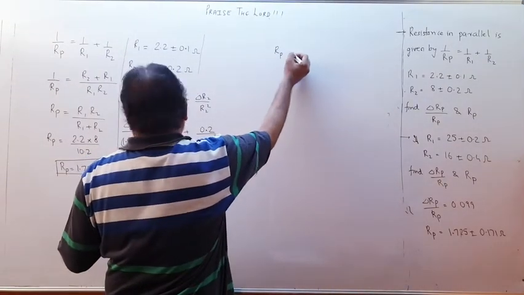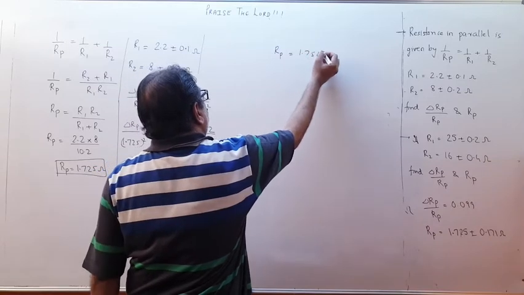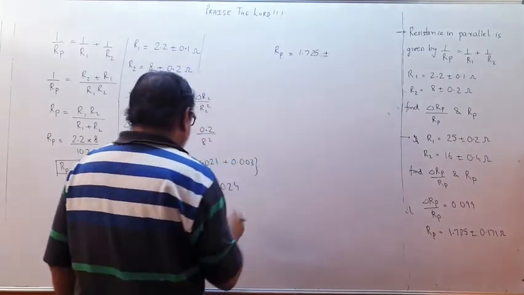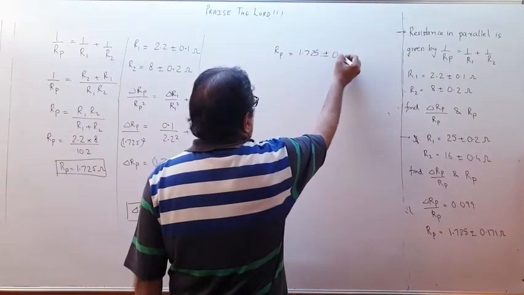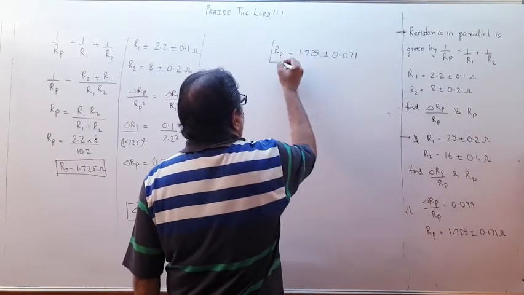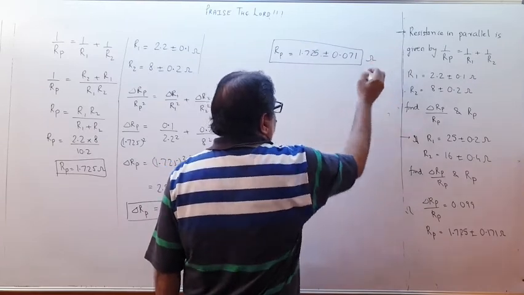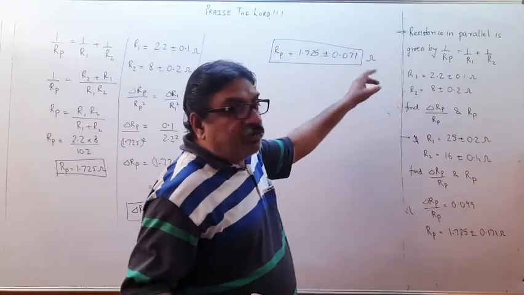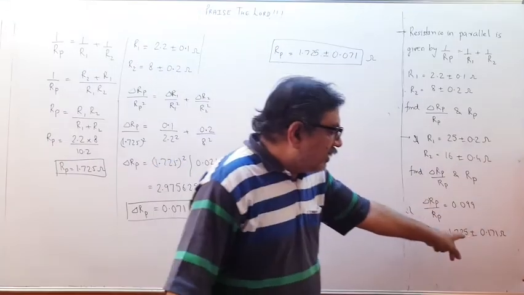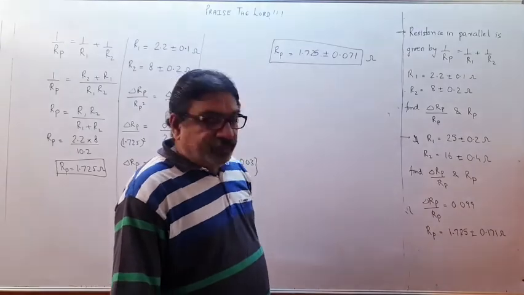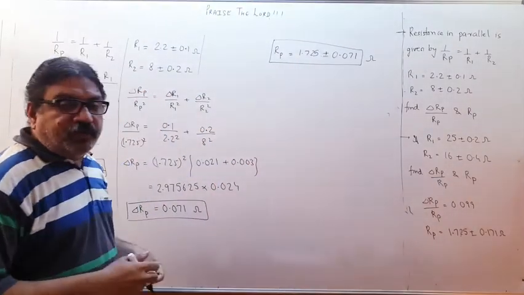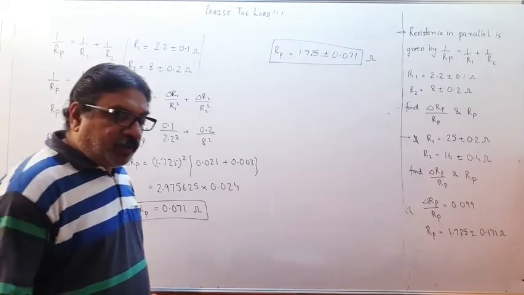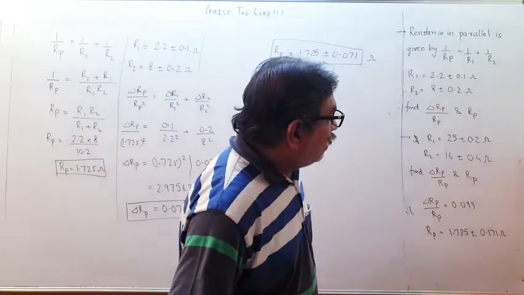Therefore RP can be written as 1.725 plus minus delta RP, which means 0.071. This much is the value of RP, the true value. What you got over here with the other formula is 0.171, here it is 0.071. See, too much of difference is coming. So if you use different formulae, your answers are going to be different, but that is okay. You can use any one formula and marks will be given for all. Okay? So this was one.